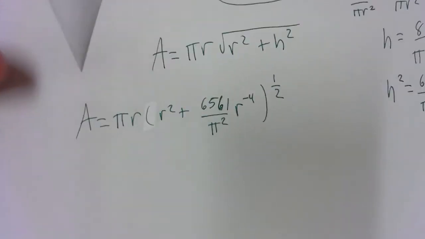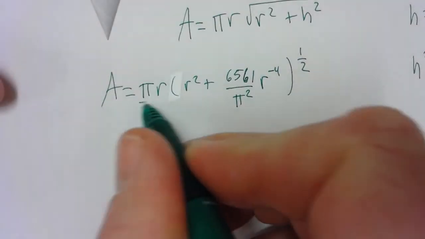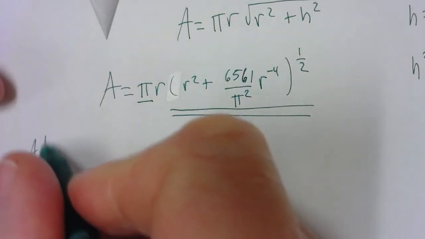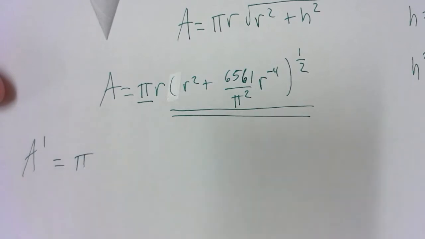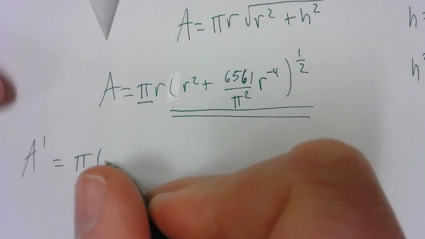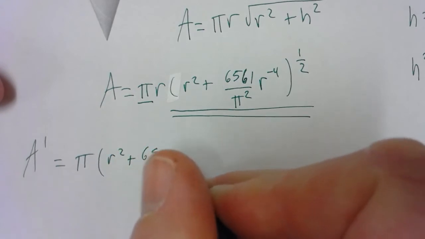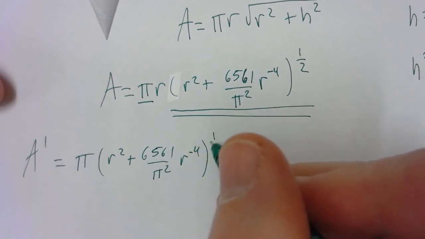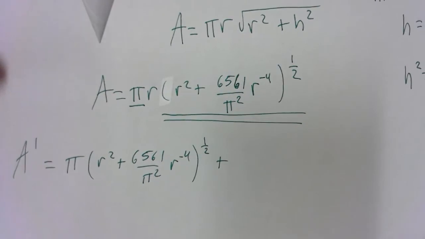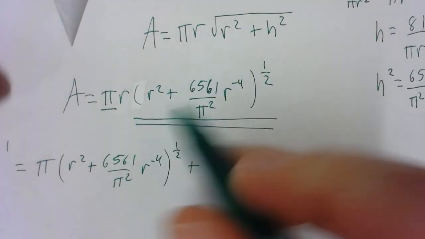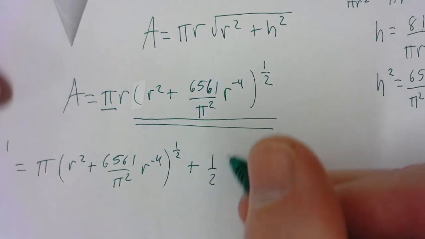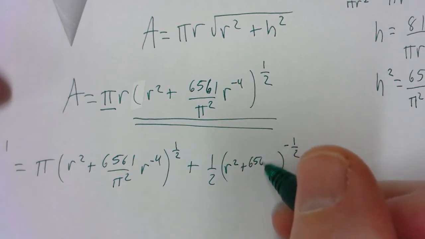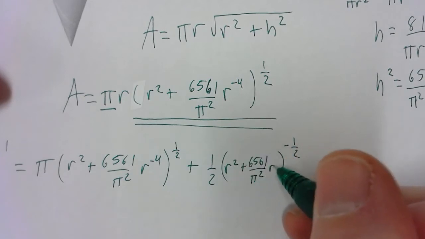So now I'm going to enact the product rule, because this is the derivative of the first times the second, plus derivative of the second times the first. So surface area prime is derivative of the first, pi, that was easy, times this, r squared plus 6561 pi squared r to the negative 4th to the 1/2 power, plus derivative of the second. The 1/2 comes down to the front, so it's 1/2 blah blah blah to the negative 1/2 power. And so I put in my r squared plus 6561 over pi squared r to the negative 4th.